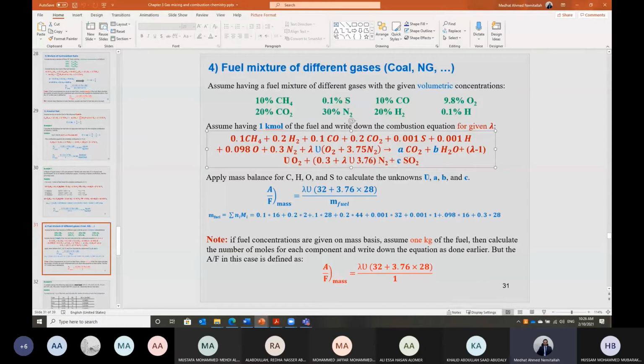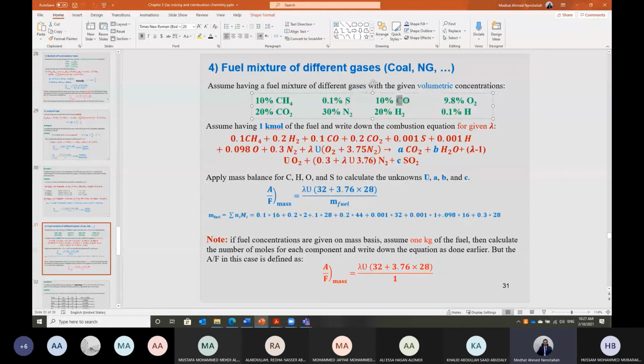Plus we have sulfur in this case. Sulfur is burning with oxygen to convert to sulfur dioxide. So I will say here plus C multiplied by the sulfur dioxide. If we have carbon, it should convert to carbon dioxide. Having a hydrogen, it should convert to water vapor. O2 and the N2, we should have lambda minus 1 gamma O2, and the N2 coming in is the same as leaving.